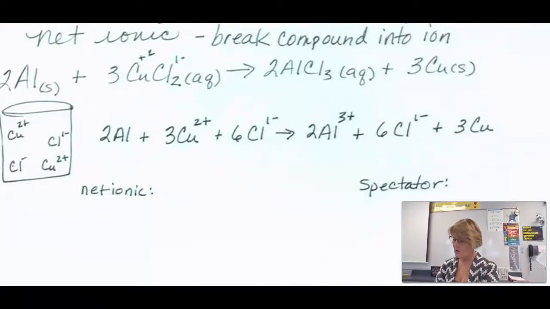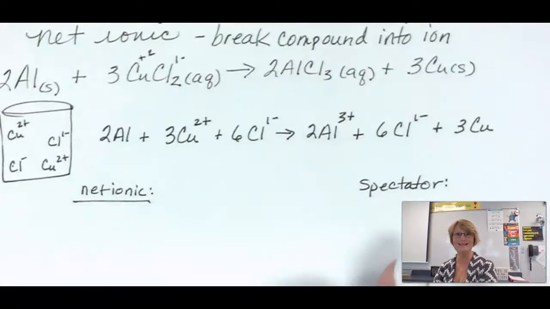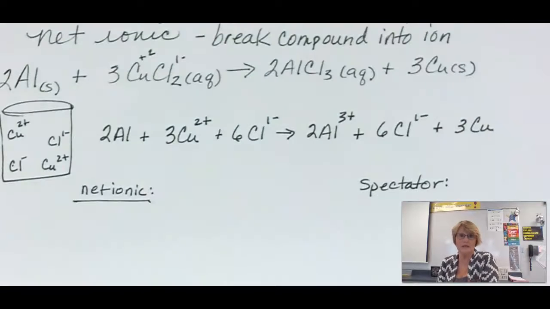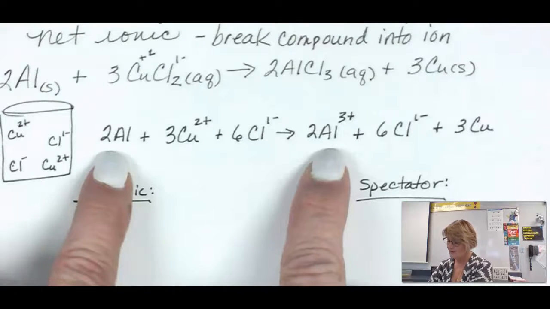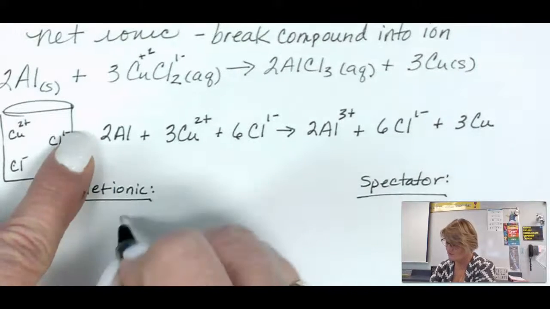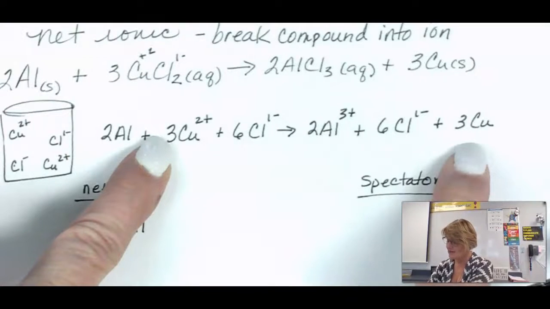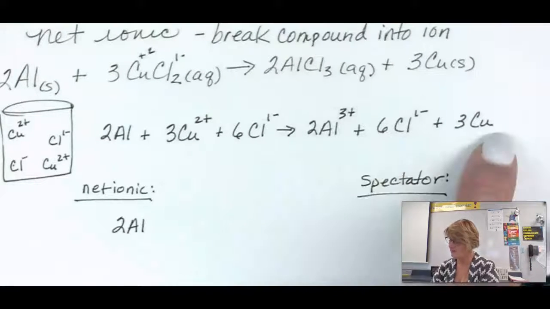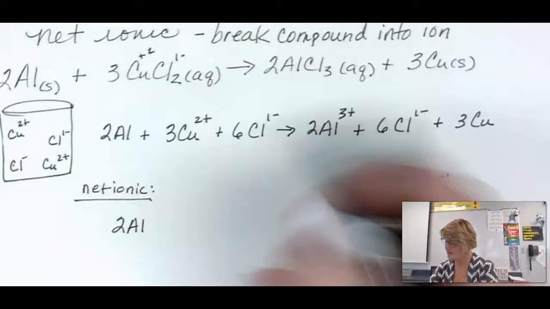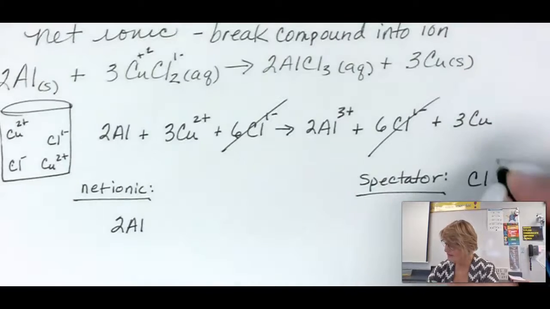Now, to find that, what we need to do is look at our equation and find somebody who's on both sides exactly the same. In other words, they didn't change. They didn't do anything. They're exactly the same before and after. Those are your spectators. And so when I go through here and look, aluminum, that changed, so I'm going to leave it. Copper changed. Aluminum oxidized, copper reduced. I have 6 chlorine. Those didn't do anything. They're exactly the same, so I just mark them out. And so chlorine is our spectator ion.